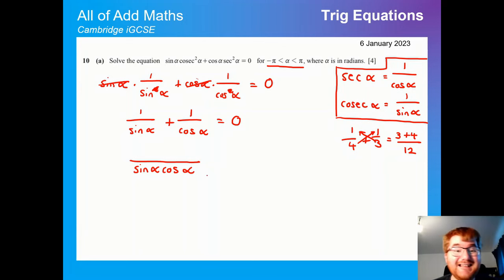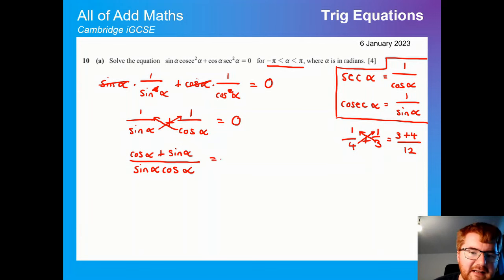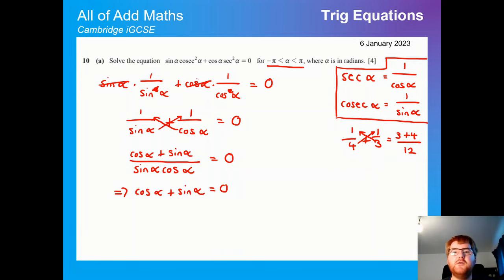I'm going to do exactly the same process here. So 1 times cos alpha is just cos alpha. 1 times sine alpha is just sine alpha. So it looks like I'm making it more complicated here, but now I'm going to exploit the right-hand side, which is if any fraction is equal to 0, then we know the numerator has to be 0. Therefore, I can say then that cos alpha plus sine alpha is equal to 0.